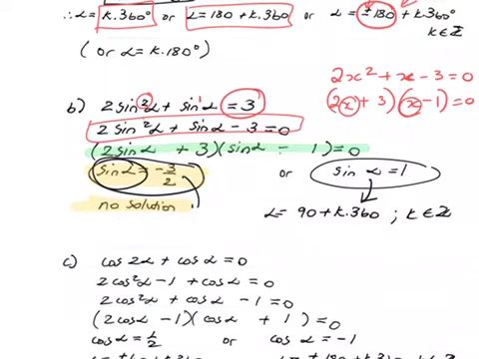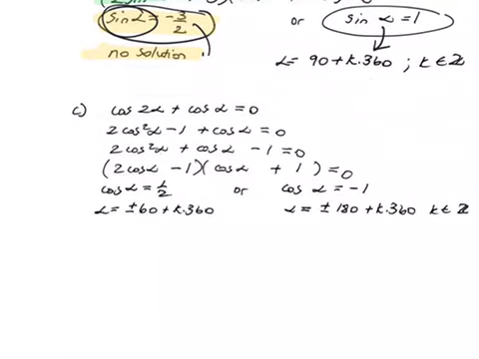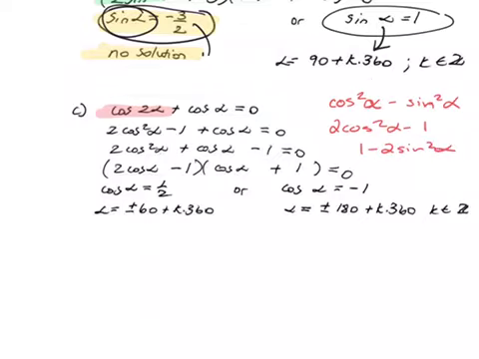Right, going on to number C now. This one has the cos double angle, which causes some problems in your life because there are 3 options of what you can change it to. So you could change it to the cos squared alpha minus sine squared alpha, or the 2 cos squared alpha minus 1, or the 1 minus 2 sine squared alpha. So you've got to see what best fits here.